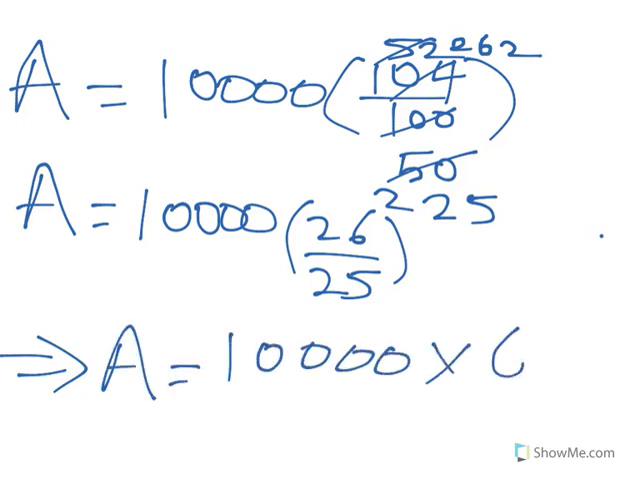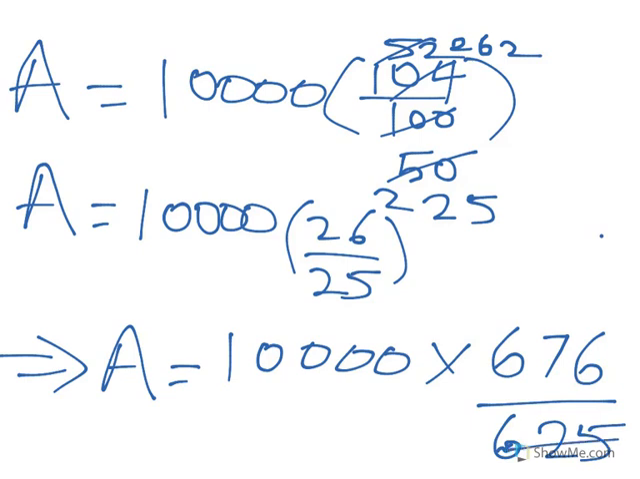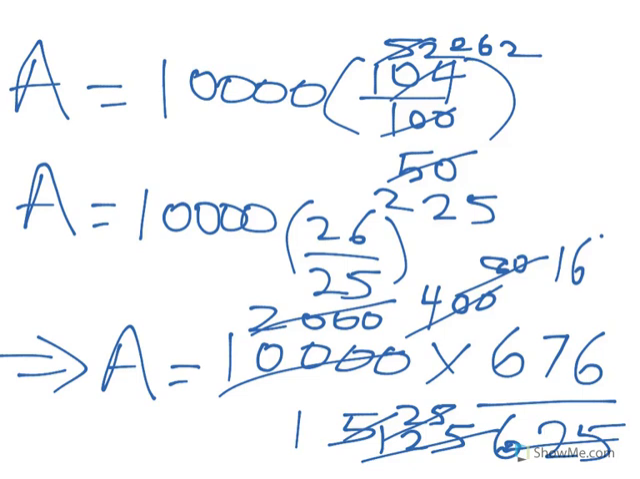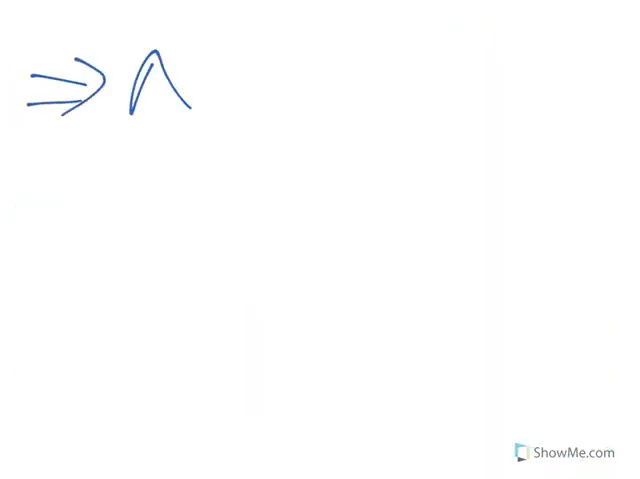10,000 times 676 divided by 625. So continuing with the math, 625 divided by 5 is 125. 10,000 divided by 5 is 2,000. 125 divided by 5 is 25. 2,000 divided by 5 is 400. 25 by 5 is 5. 400 by 5 is 80. 5 by 5 is 1, 80 by 5 is 16. So, just on the next page, I'll write that again.